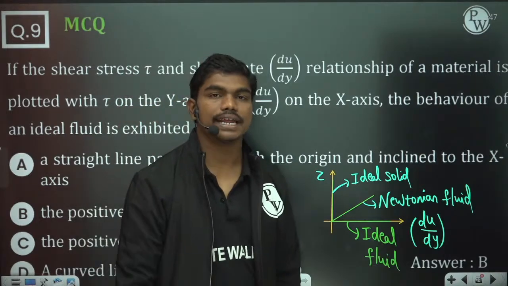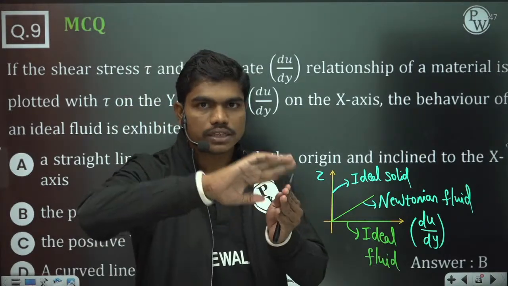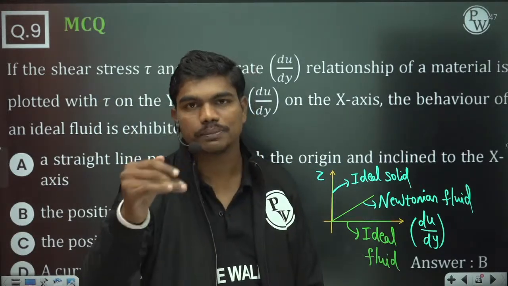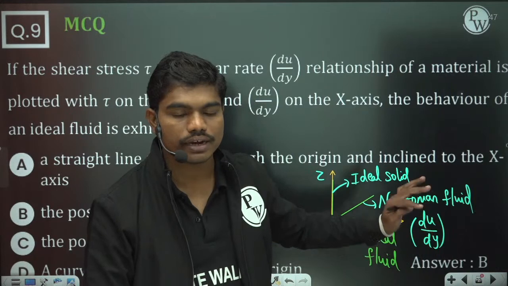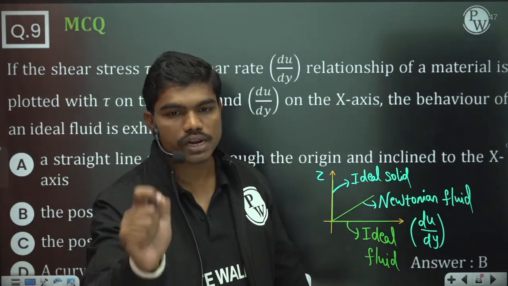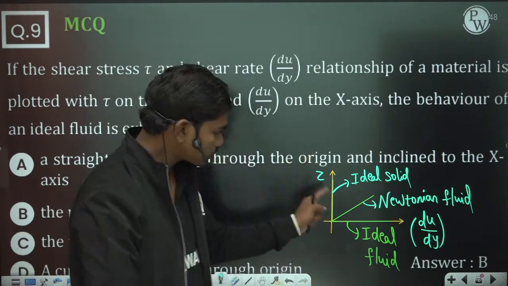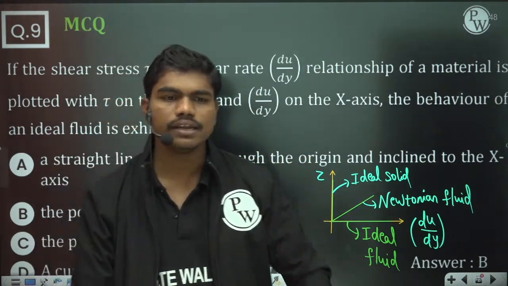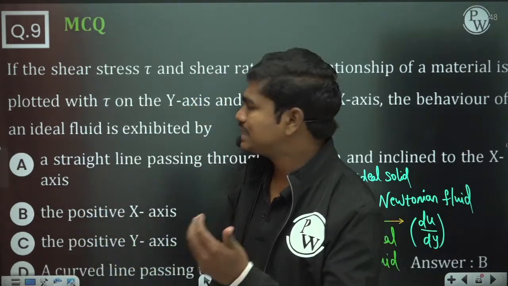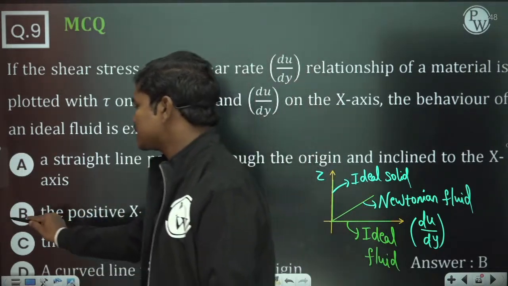Why is it called shear thickening? Because if you see, the slope of the graph keeps on increasing. Why is it called shear thinning? Because the slope of the graph keeps on decreasing. If I teach, then definitely I'll come here. We'll talk about the Ostwald-de Waele model, and shear thickening and shear thinning fluids. But right now, since this is one theoretical question which is asked some 2 to 3 times in the GATE examination, I thought of putting this simple question here.